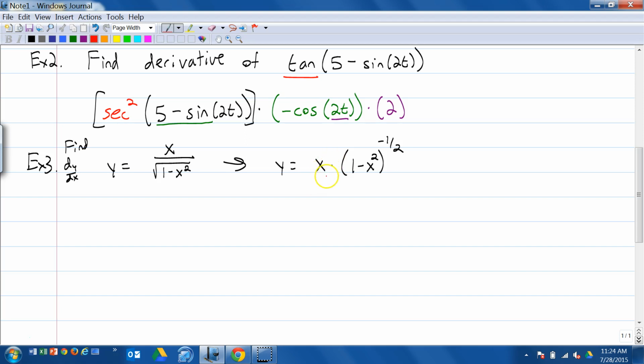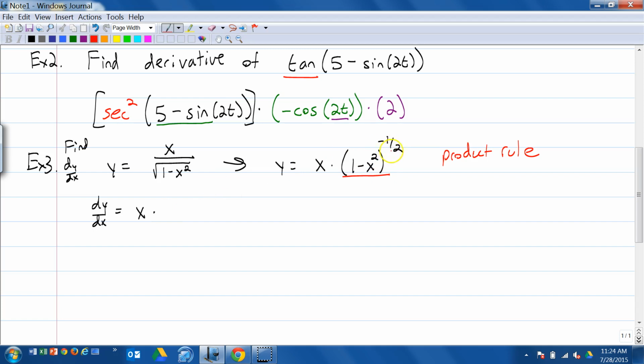So now we have product rule. So we're going to use product rule here. And when we do the derivative of this piece, we're going to have to do a chain. And then, alright, so I'm going to keep the first one the same. So dy dx is equal to, keep that the same, x times the derivative of this red piece that I've underlined.